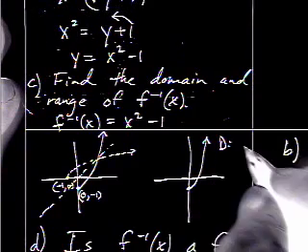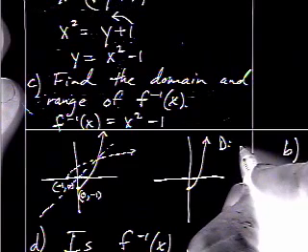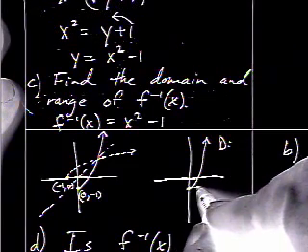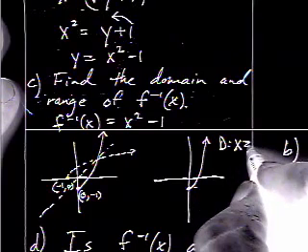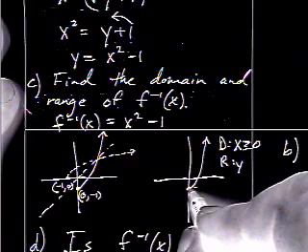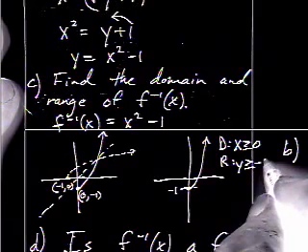So what's the domain? The domain would be everything, all my x values starting at 0 and going to the right. My range would be all my y values starting at -1 and going up.